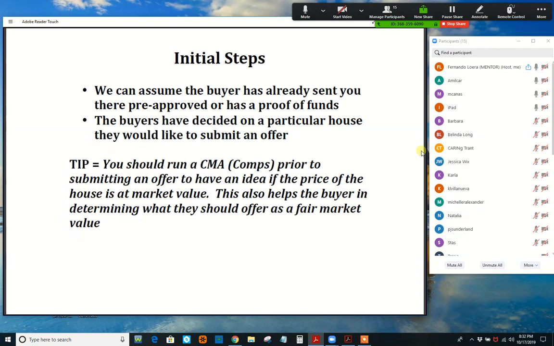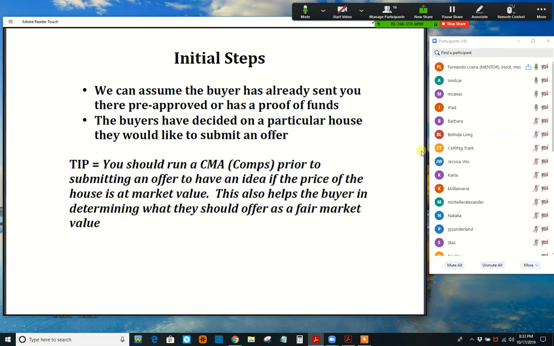And of course, in this assumption, we're also saying that the buyer has already decided on a particular house. They would like to submit an offer. One thing that's a real good tip that we as new agents tend to forget, or we don't know how to do it, how to generate a CMA, is you should run a CMA, which we also call comps, prior to submitting an offer. And this serves as a good idea to determine what the price of that house is. Is it at market value?